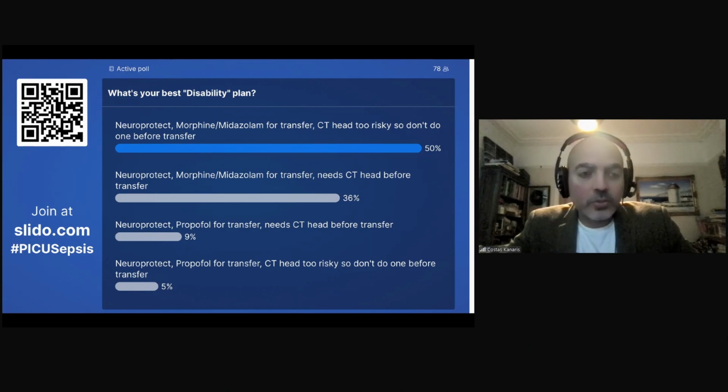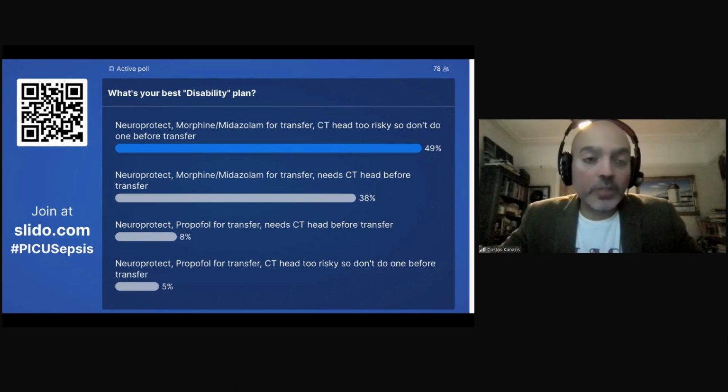So we had to take a very sick, very wobbly patient on 4 inotropes and very high ventilatory pressures, who was hypoxic, to CT, just to prove whether she had an intracranial pathology or not. And thankfully she didn't, but it wasn't a pleasant experience.